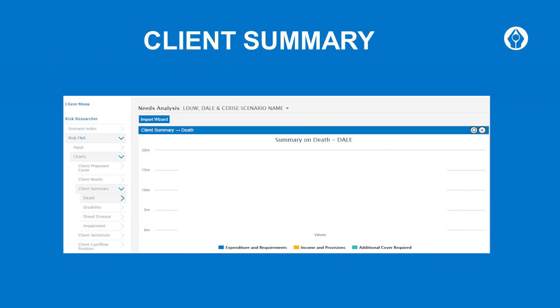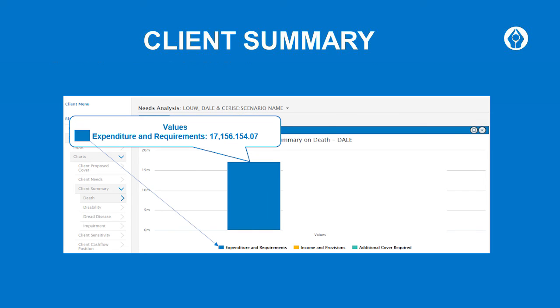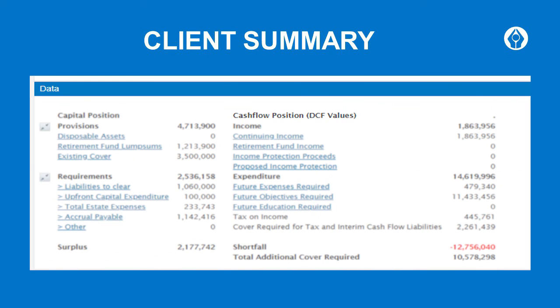The client summary report provides detailed results of the different selected planning events. The information is presented in 3 categories: expenditure and requirements, income and provisions, and additional cover required. The cash flow position, which is the discounted cash flow, takes the client's income provisions and needs to determine an income shortfall or surplus. The income amounts are capitalized in order to determine a shortfall or surplus. The additional cover required is the difference between capital and income amounts.